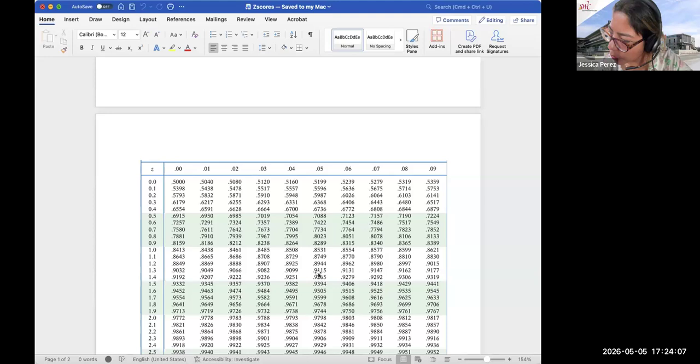Now, the question is asking to find the area within standard deviations away from the mean. So we're finding this area. If this z-score is 0 and this score is 1.5, we want to find this area. So what we're going to have to do is find the area of all this minus the z-score of 0. If we go to the table and look at the z-score of 1.5, it's 0.9332, which is this piece.